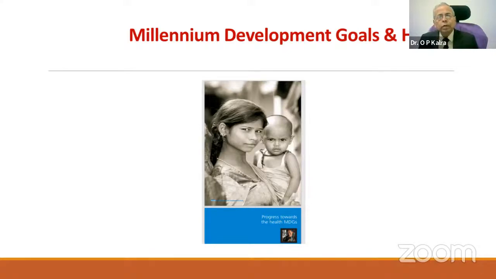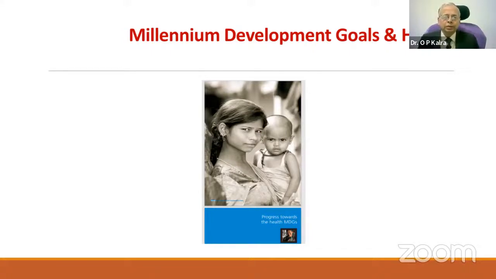In 1977, the World Health Assembly had actually dictated that it is the right of every individual, and this must be attained by the year 2000. And a slogan was given by the WHO: health for all by the year 2000. And there were a good 23 years to this.